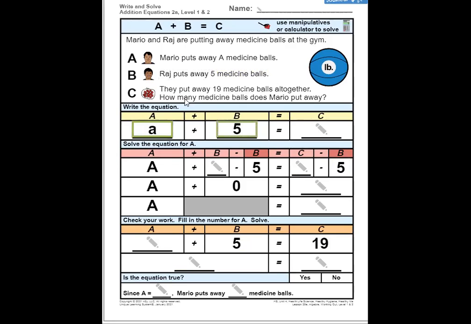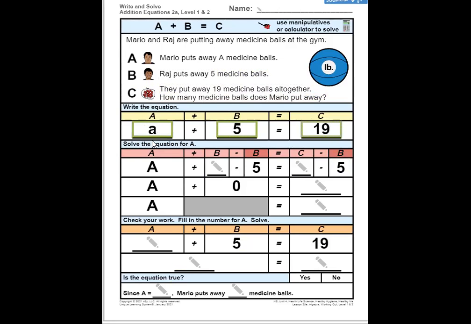Now, last time we made a mistake. That was Miss Robin's fault. Let's look closely. They put away 19 medicine balls altogether. How many medicine balls does Mario put away? Okay, so for C, what number do we have? 19. Very good.